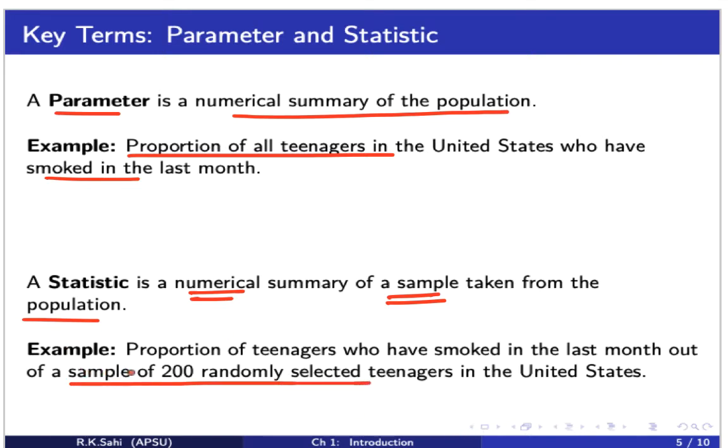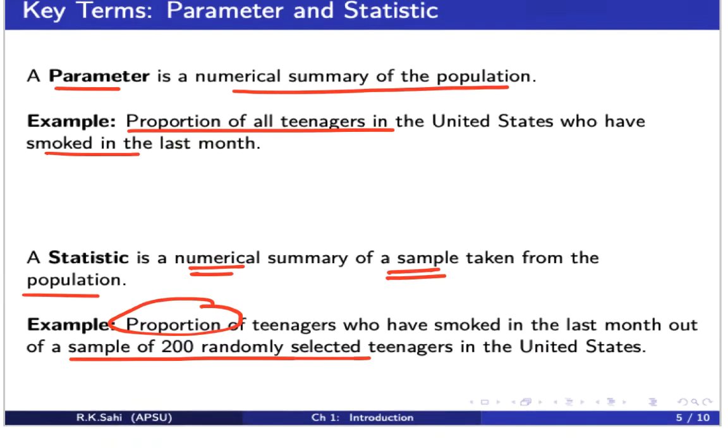So the moment you see the word sample in the description of your statement and there's some numeric summary attached to it, like here the numerical summary we are talking about is the proportion of teenagers, that becomes a statistic. And as I said, be very vigilant and careful of where the word statistics is being used. That's a key point. Now let's look at some more examples.